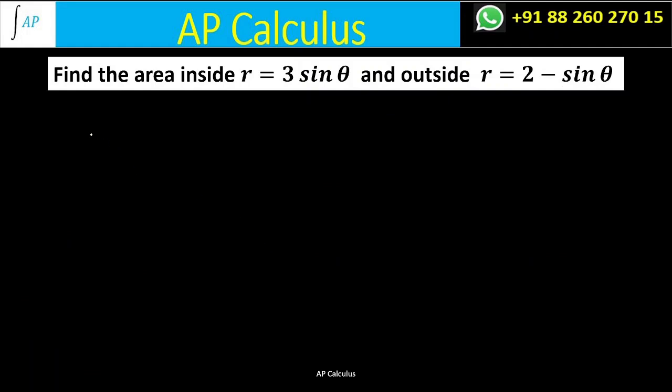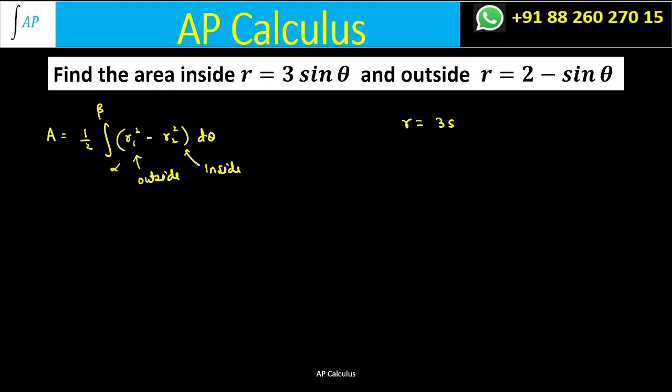So the first thing over here is the formula. When we are discussing the formula for area bounded by two curves, it is 1/2 integration from alpha to beta of r1 squared minus r2 squared d theta. Here r1 is for the outside curve and r2 is for the inside curve. After plotting the graph, we can figure out which one is inside and which one is outside. So the first one is r = 3 sin theta.